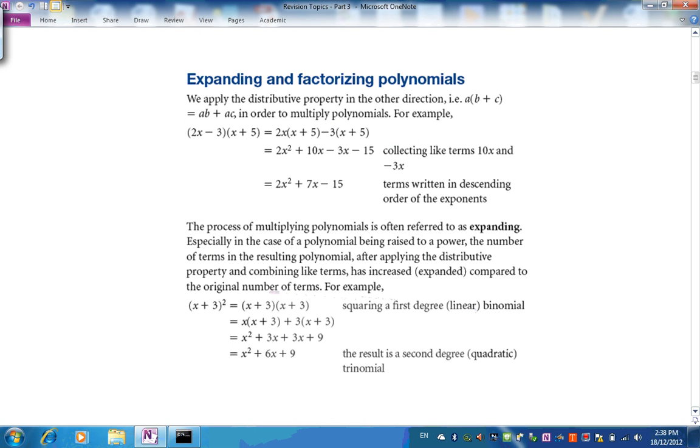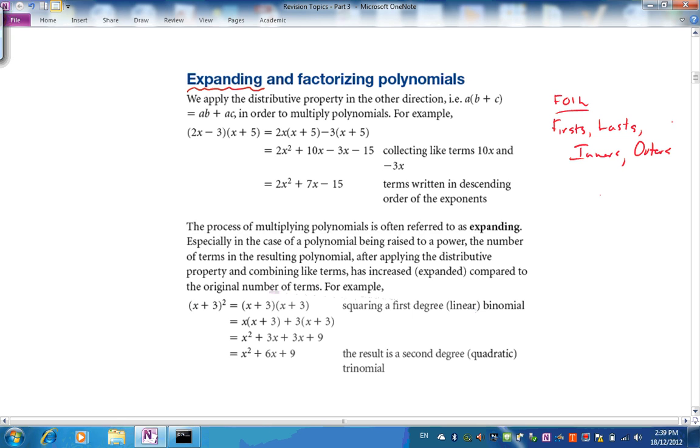Now, the other things that you have done is expanding and factorising polynomials. Let's look at expanding, because expanding means you take two factors and multiply it all out to see how many terms you've got. And this is often taught as a process called FOIL, where you multiply the firsts, the lasts, the inners, and the outers. That's a way of remembering how to get all the terms that are meant by the factored form.